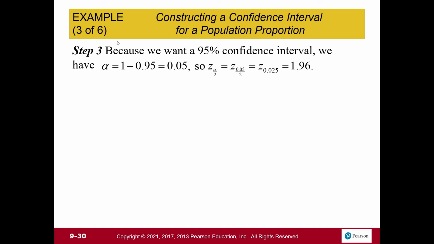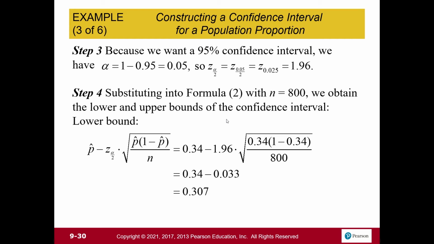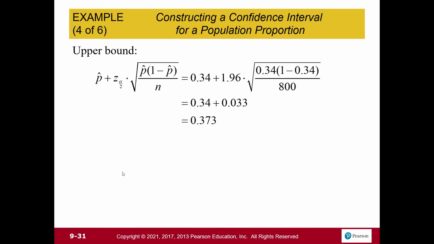All right. Now, because it's a 95% confidence interval, when we calculate our z, our critical value, it is 1.96. So 95% is actually a pretty common confidence interval. And we simply do p hat minus z alpha over 2 times that, and we're going to add it for the upper bound. This is our lower bound. We're going to add it to get our upper bound.